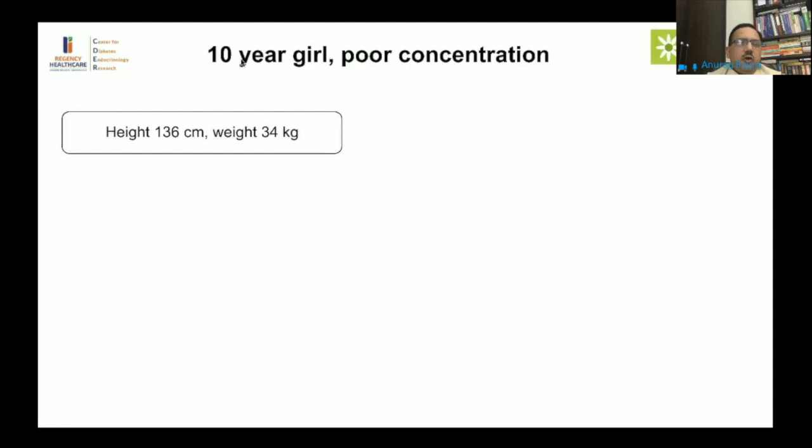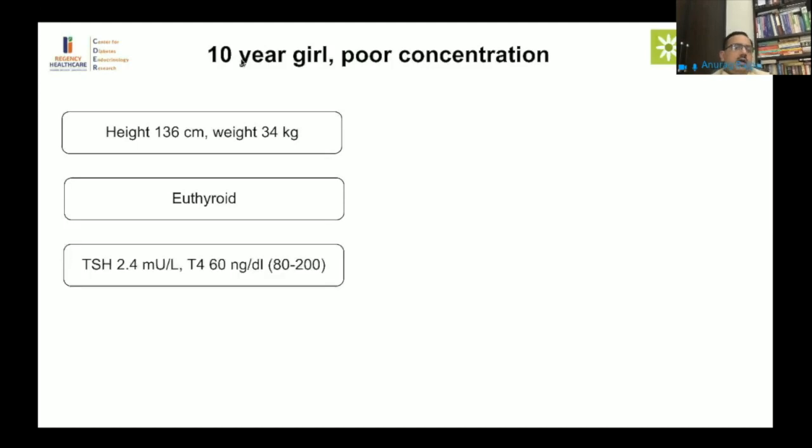So now we have a 10-year-old girl with poor concentration. Height is 136, weight is 34, clinically euthyroid. TSH levels were normal, but T4 levels were reported as low. So would you think of central hypothyroidism in this case, or would you like to do something else before doing extensive evaluation? So what really is the plan?